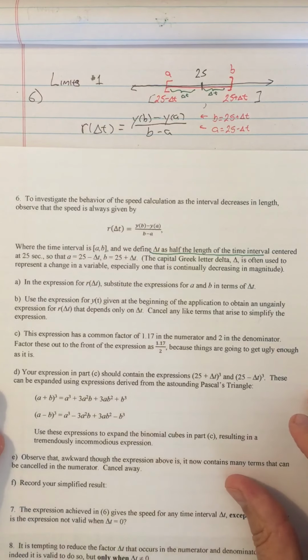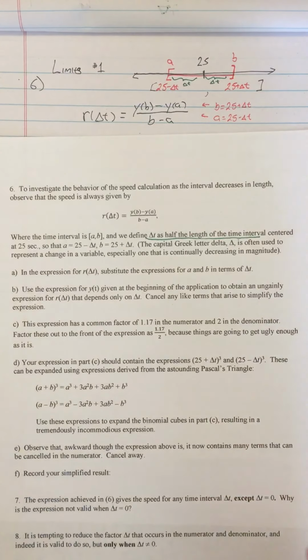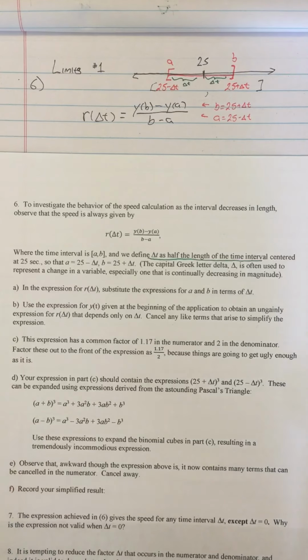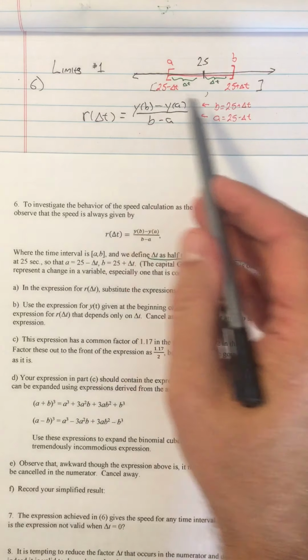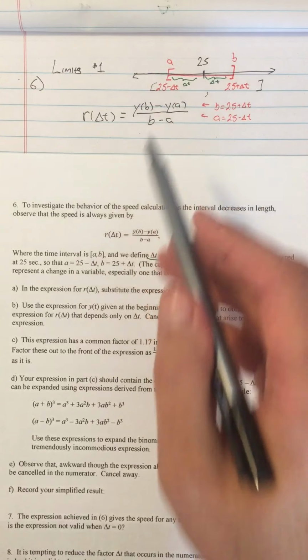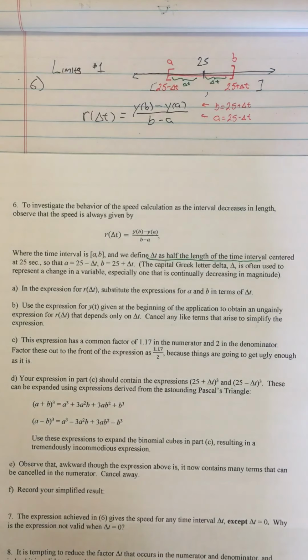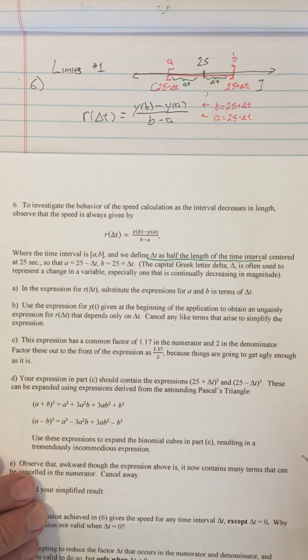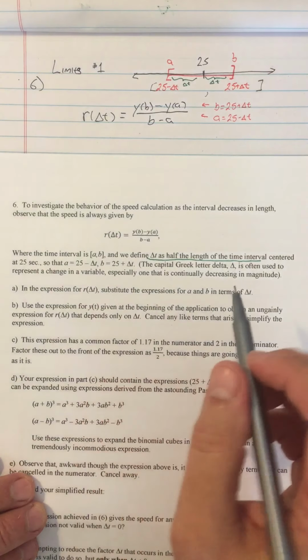One of the nice things about mathematics is you can do many different approaches and still come up with the same result. So if you really wanted to, you could develop this whole thing using 25 plus delta t over 2, 25 minus delta t over 2. You're going to end up with the same result because it's all consistent. All right, so what we're doing is this.